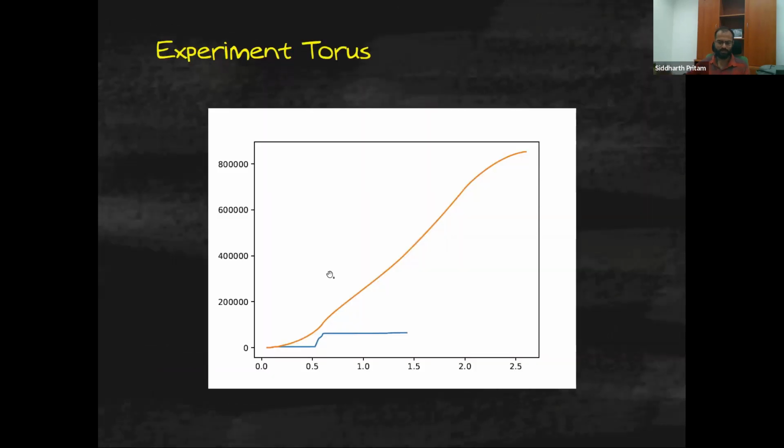We performed certain experiments to understand how it behaves in practice. One of the interesting experiments we performed was over a torus. It's a 2-dimensional manifold embedded in R3. This is the filtration value of the edges, so the length of the edges, and these are the total number of edges. The orange one is the original input graph. As you see, there are more than 0.8 million edges here.